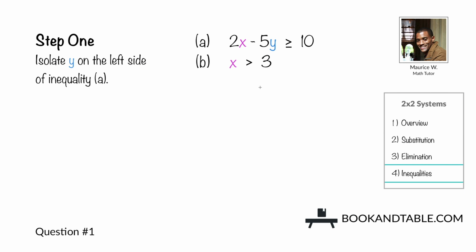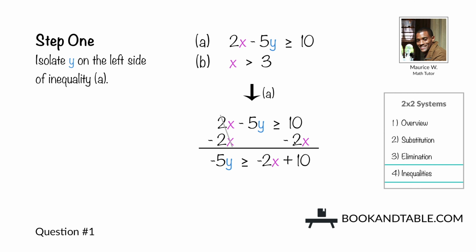Question number 1. Inequality A, we have 2x minus 5y is greater than or equal to 10. In inequality B, x is greater than 3. So since we only have one variable here, step 1 will isolate y on the left side of inequality A, since we won't have to do it for B here, there's no y. So 2x minus 5y, we'll start by subtracting 2x from both sides, leaving us with -5y is greater than or equal to -2x plus 10.